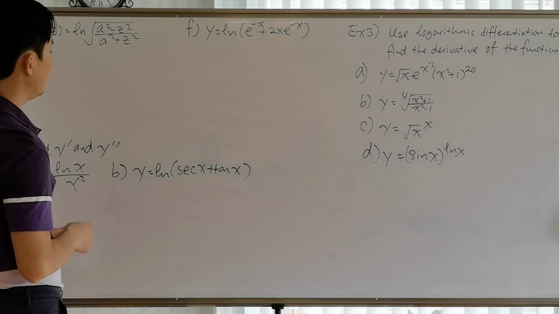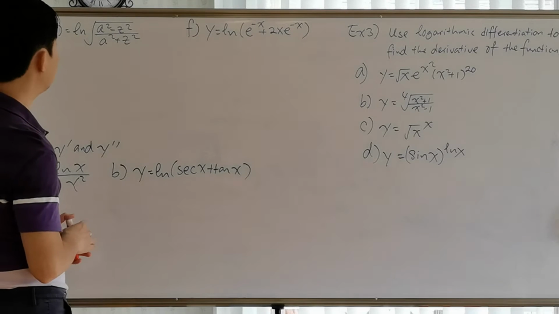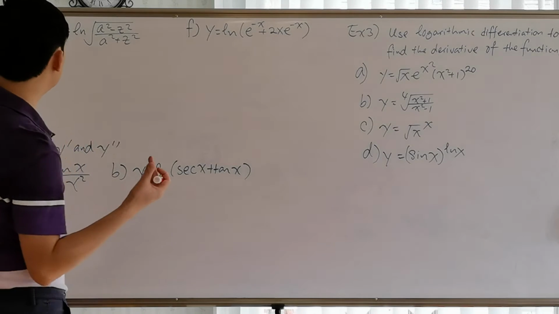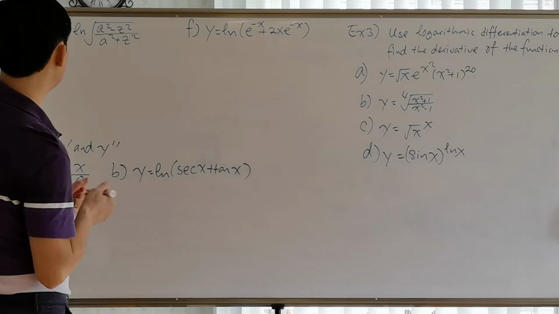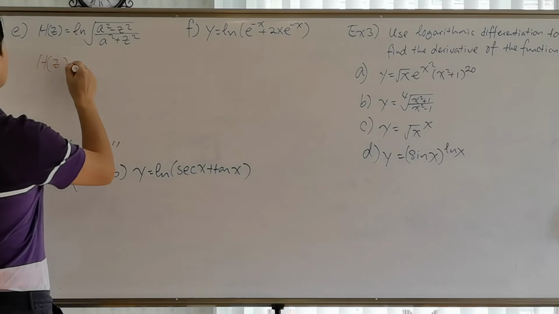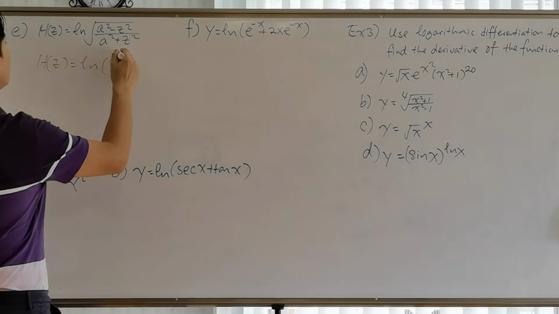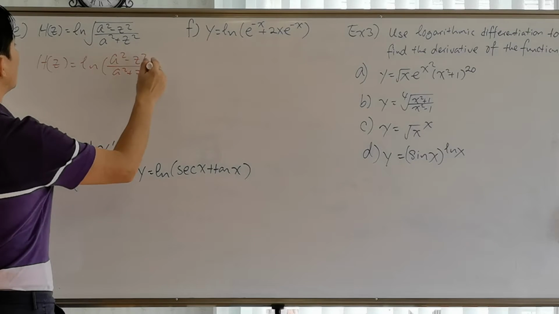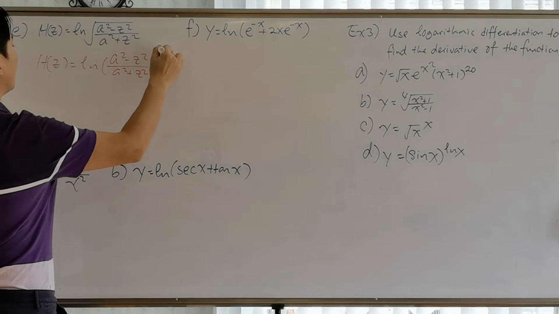Okay, so this one, obviously we can use the property of natural log. I mean, you can use the inner function chain rule, but that would be kind of confusing. So one thing we noticed, natural log of z, this one can be written as natural log of a squared minus z squared over a squared plus z squared, just rewriting it, to the power of 1/2.